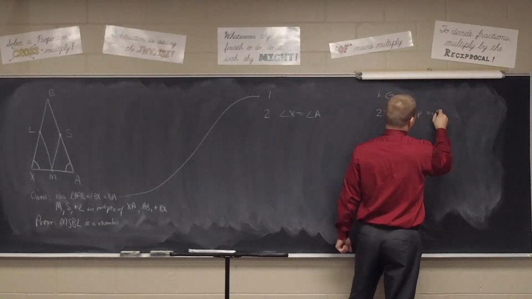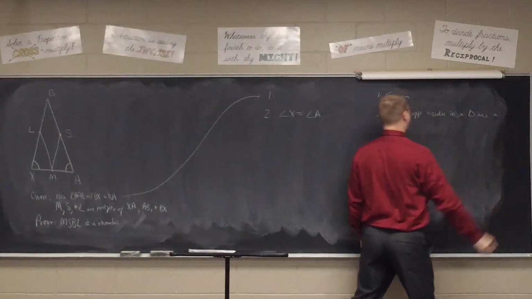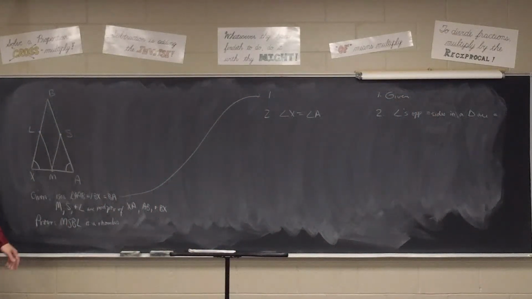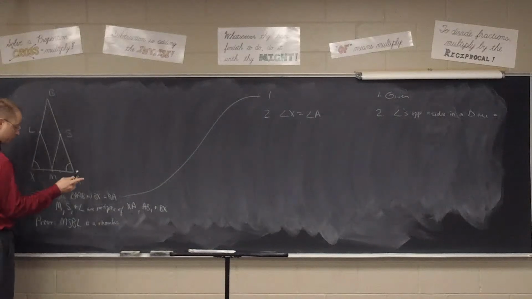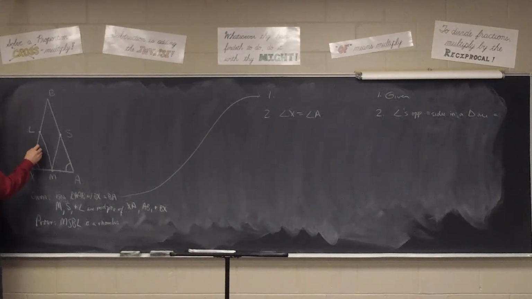Angles opposite equal sides of a triangle are equal. Good. Angles opposite equal sides in a triangle are equal. I also have some clang from what? Quentin? XM is equal to MA. Also, XL is equal to LB. And then AS is equal to BS.